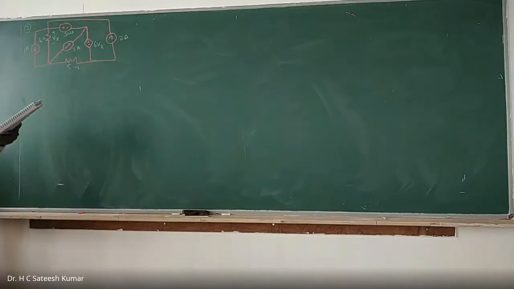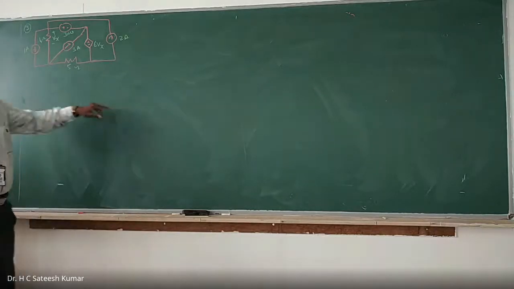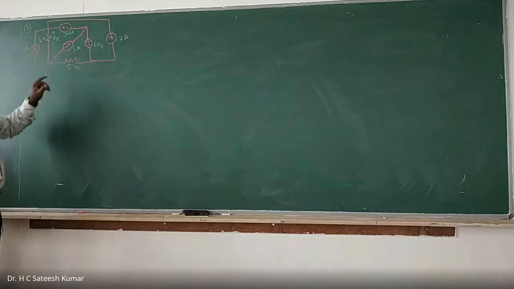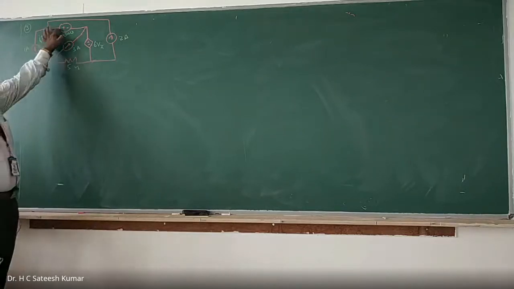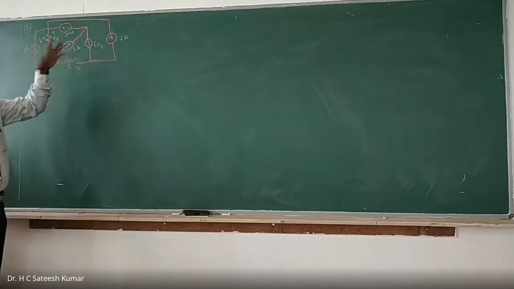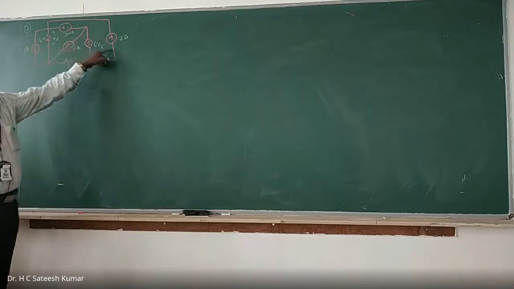The question is, find Vx for the circuit using the superposition theorem. Using the superposition theorem, we will have to find out Vx. Now, how many sources are there? 1, 2, 3, 4 independent. One is dependent. Dependent, leave it. 1, 2, 3, 4 are there.